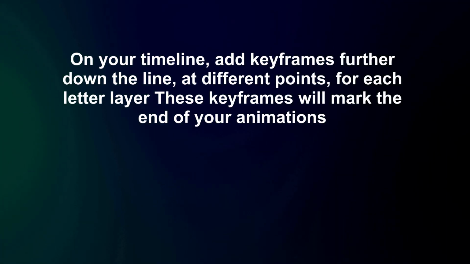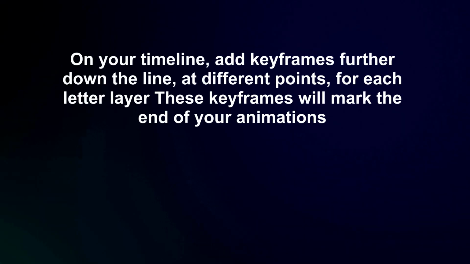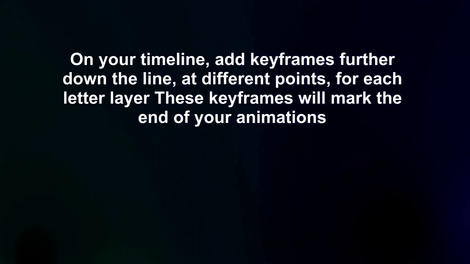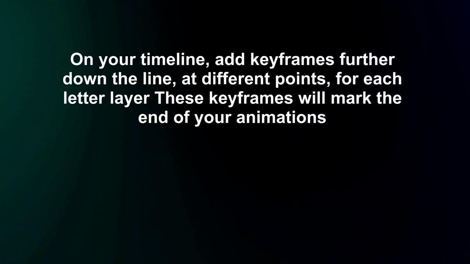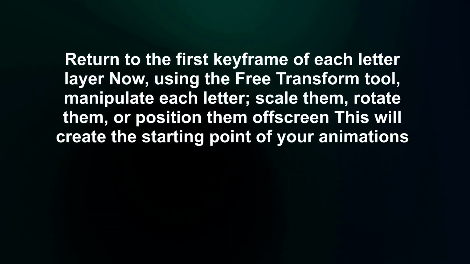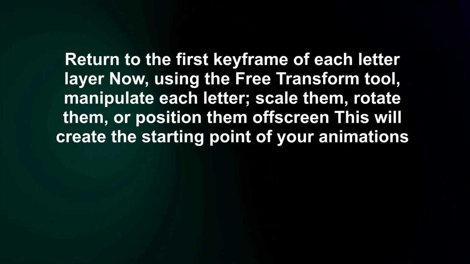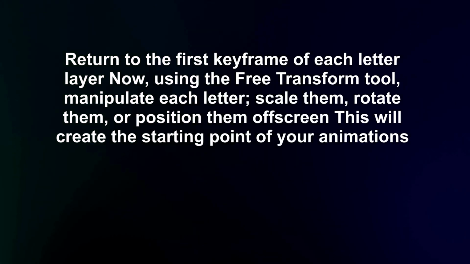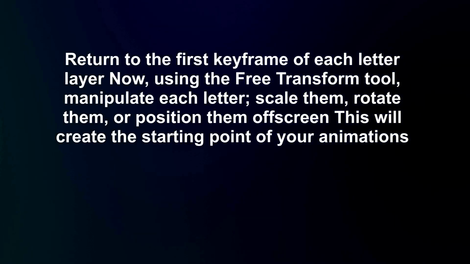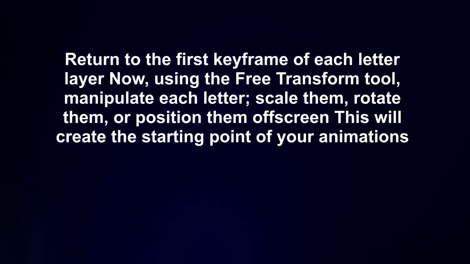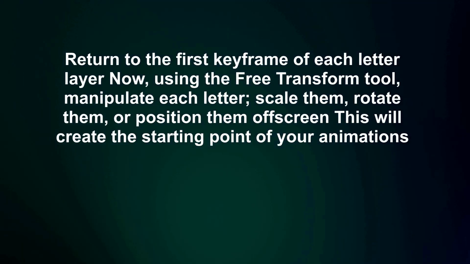On your timeline, add keyframes further down the line at different points for each letter layer. These keyframes will mark the end of your animations. Return to the first keyframe of each letter layer now. Using the free transform tool, manipulate each letter. Scale them, rotate them, or position them off screen. This will create the starting point of your animations.